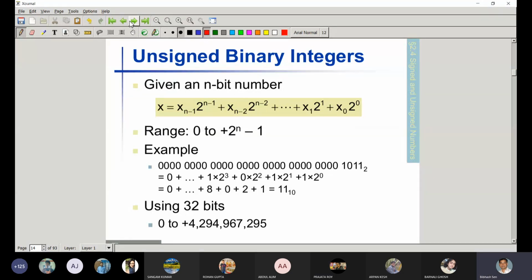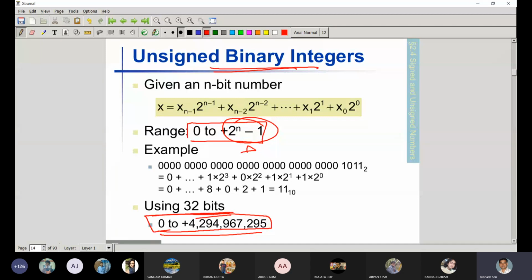Now the range of an n-bit number I have given, suppose 0 to 2 to the power n minus 1, that I already discussed in the earlier slide, how 32-bit numbers will work. Those are all unsigned. In the unsigned case, I mentioned the minus 1. In the signed case, this will be plus 1, I have to mention. So using 32 bits you can go up to 2 to the power 32, and finally minus 1 gives you the one less value. That's why you see some odd number is there.